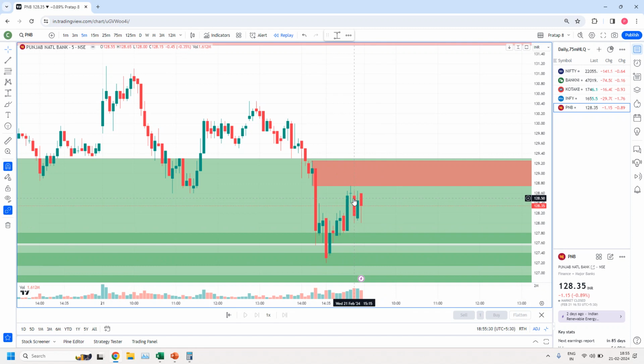So this is about Punjab National Bank, and this is the last high liquidity zone from our list. I hope this information is useful to you.